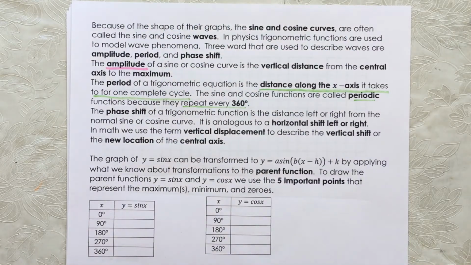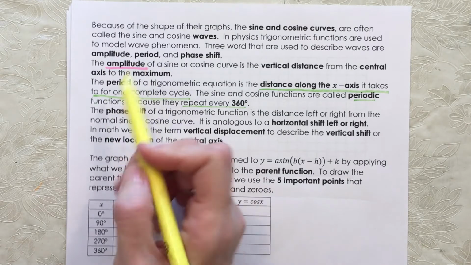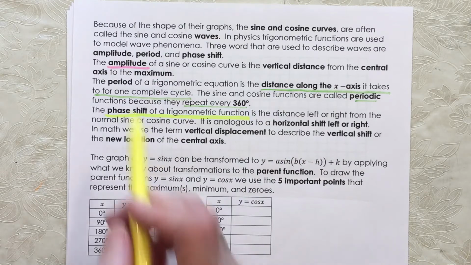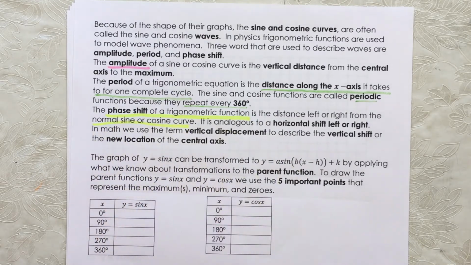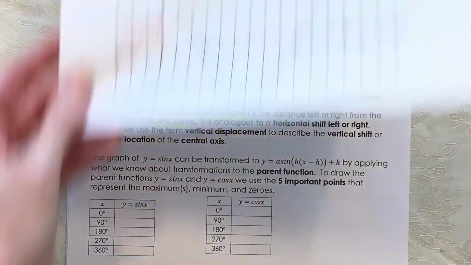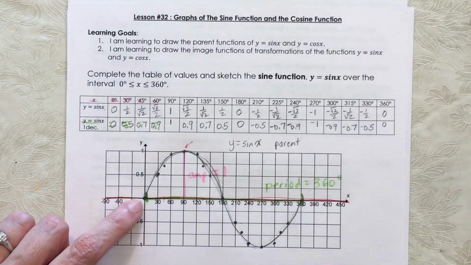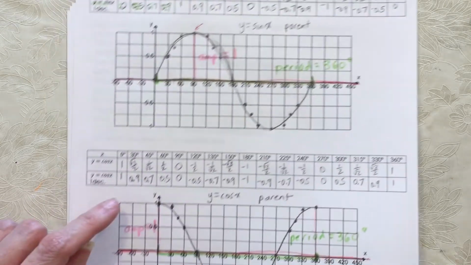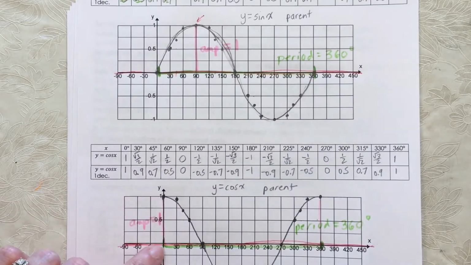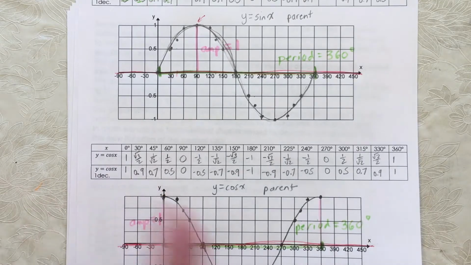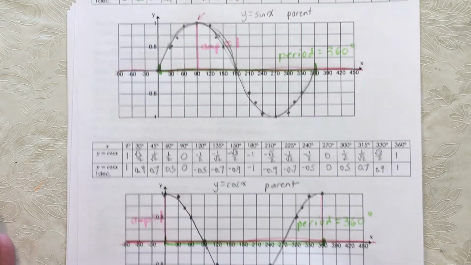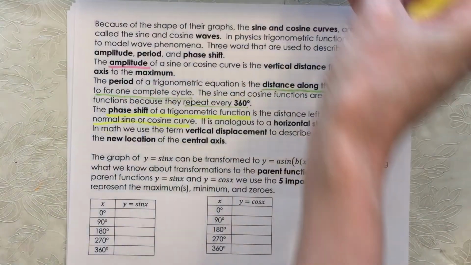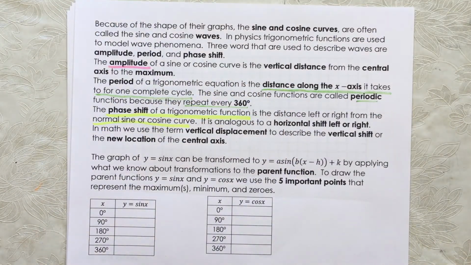Okay, and the phase shift of a trig function is the distance left or right from the normal sine or cosine curve. So for our normal sine and cosine curves, they're starting where they're supposed to start. The parent for sine is supposed to start at 0, 0, and the parent cosine function is supposed to start at 0, 1, so they're not shifted left or right. That will happen when we start doing transformations. So these current parents have no phase shift. You would say their phase shift was 0 if they asked you.